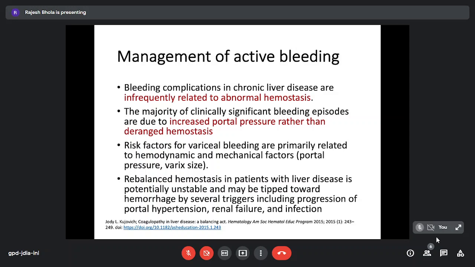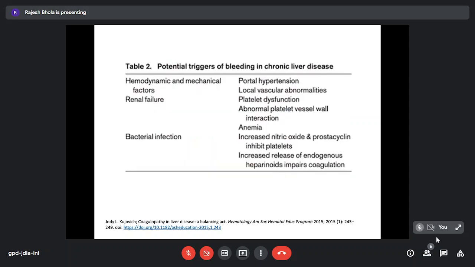which can be made unstable and may tip towards either hemorrhage by several triggers, or may lead towards thrombosis. But as you can understand, this rebalance can become unstable in specific scenarios where the bleeding is because of an abnormal hemostatic condition. It's specifically in the case of renal failure and infection.